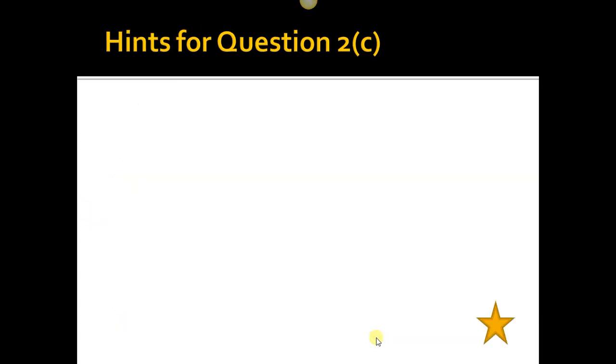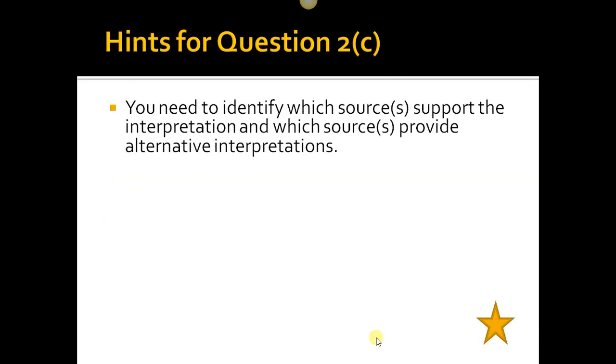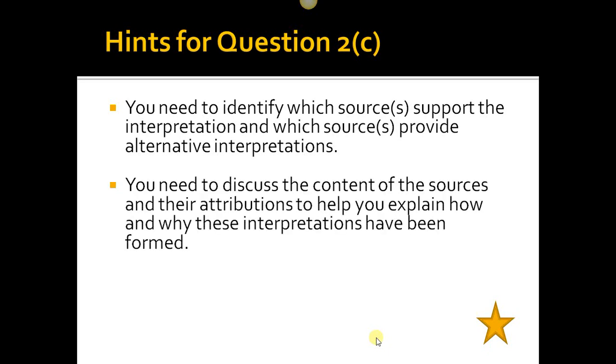Now, hints for this type of question. You need to identify which source or sources support the interpretation and which source or sources provide alternative interpretations. So stick close to that question and you can tick, that one agrees with it, that one agrees with it, but this one is an alternative interpretation. And again, there's something else for you to write in your final paragraph. You need to discuss the content of the sources and their attributions to help you explain how and why these interpretations have been formed. The attribution, as we said, what are the qualities?